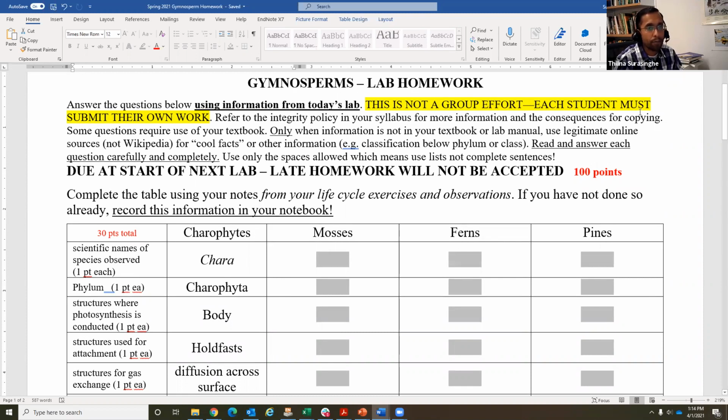Generally, I don't find this a problem, particularly now that you are working individually rather than in person. Some questions require use of your textbook. Only when information is not in your textbook or lab manual, use legitimate online sources. To be honest with you, since I cover a lot of background information and spend so much time on the exercise, you probably won't have to go outside, but if you do have to, do that by all means.